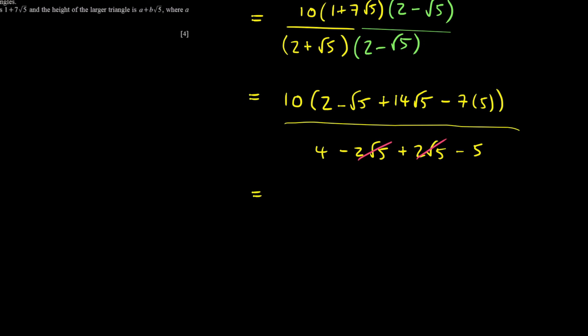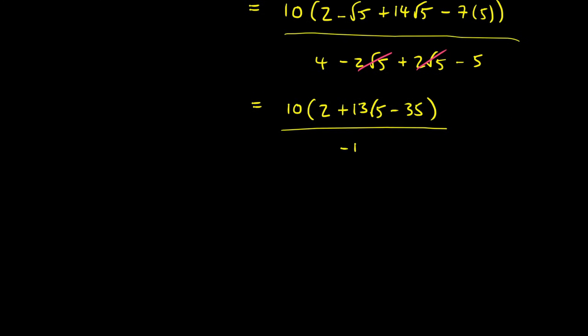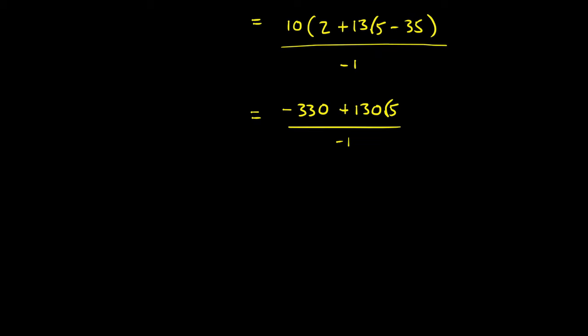All right, so let's simplify the top, I think. So we've got 10 times by 2 minus root 5 plus 14 root 5 is plus 13 root 5. And 7 times by 5 is 35, so that's minus 35 there. And this is all divided through by 4 minus 5, which is negative 1. Okay, well then, just go through the last step. We've got 2 minus 35 there is minus 33 times by 10 is minus 330. And then we've got 13 root 5 times by 10 is plus 130 root 5. And then this is all divided through by negative 1. And if I divide through by negative 1, that becomes 330 minus 130 root 5.